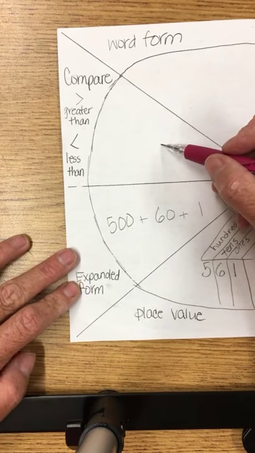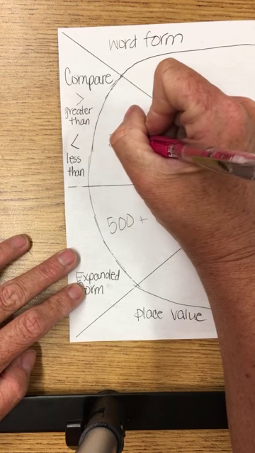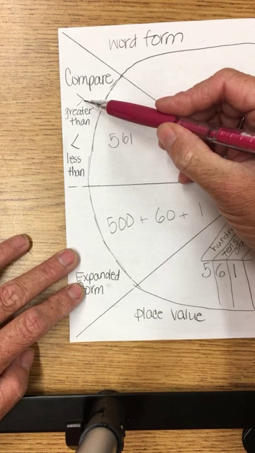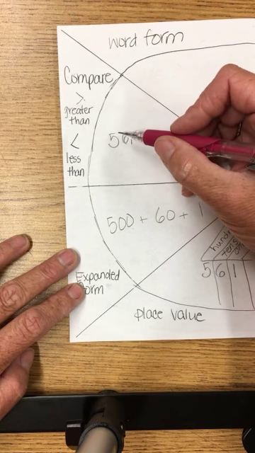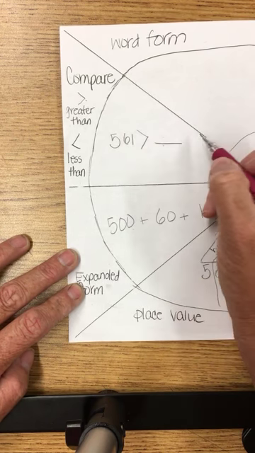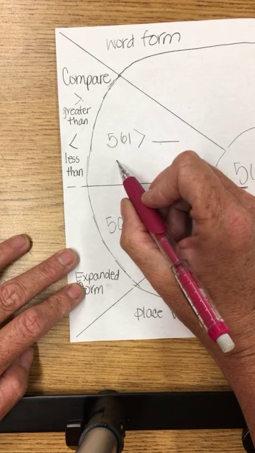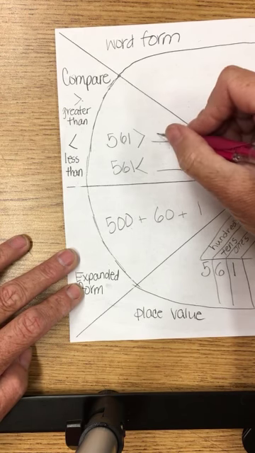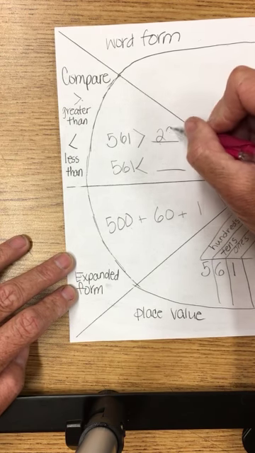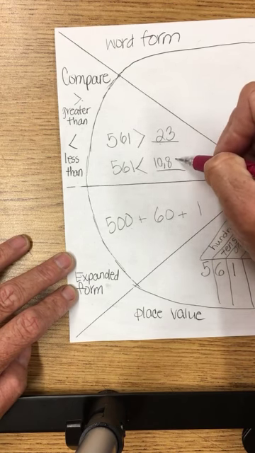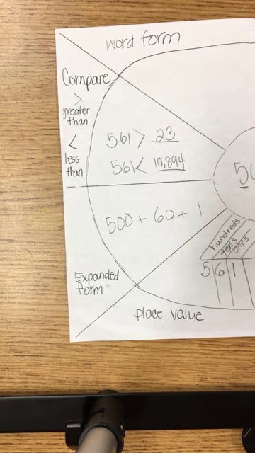In compare greater than, less than, all you have to do is write your number, 561. You're going to come up with a number where 561 is greater than a number, and you're going to come up with a number where 561 is less than a number. So I know 561 is greater than 23, and I know that 561 is less than 10,894. It can be any number you want it to be as long as it makes it true.